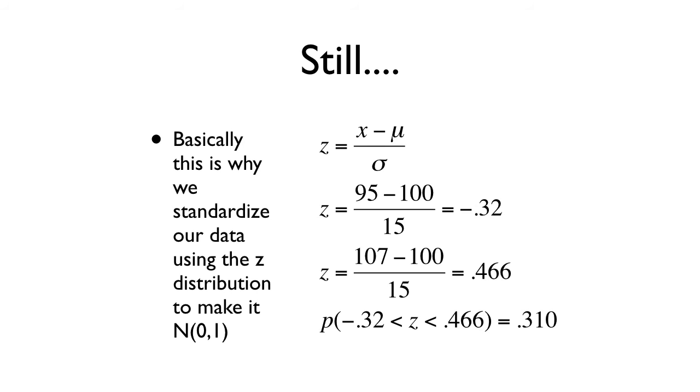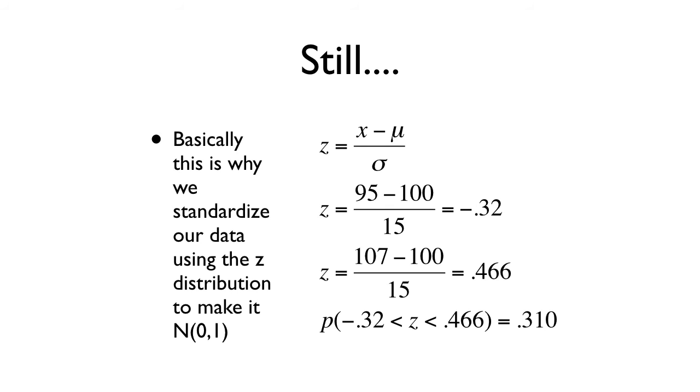No one really wants to know what the probability of getting an IQ between 95 and 107 is. But you know why we use IQ all the time? Because we know the standard deviation. It's 15. Why is it 15? Because the tests are built that way. It's built at a mean of 100 and a standard deviation of 15. Literally, those tests are built that way.